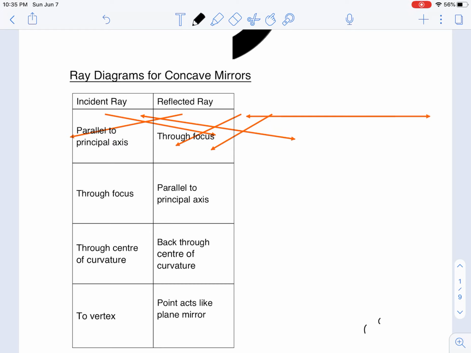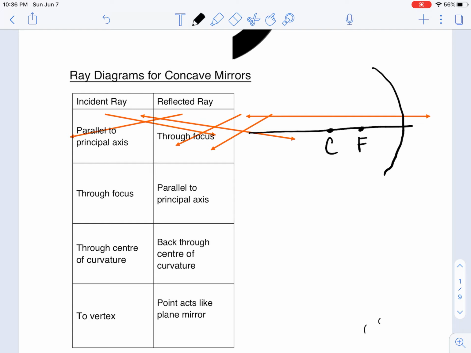So your incident ray is showing the light ray shining in. So the first one is saying, here's your principal axis. I'm going to draw my own, I guess I should make that higher. Okay, I'll make it a bit higher here. So anyway, bear with me. Principal axis, there is the concave mirror. And then the focus, center of curvature.